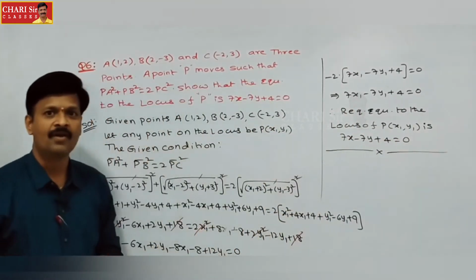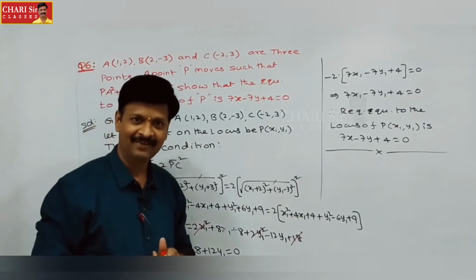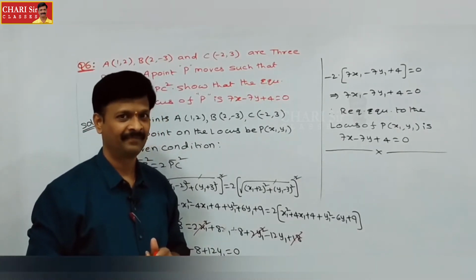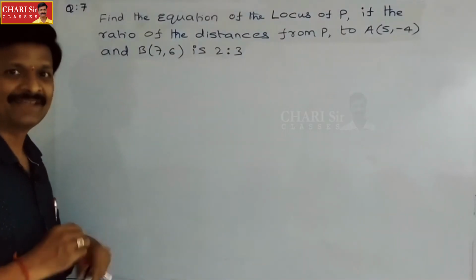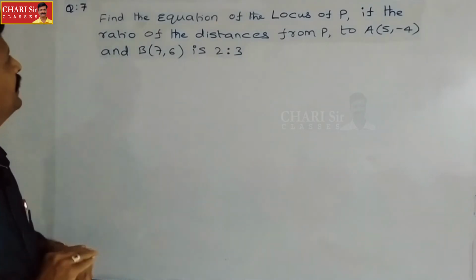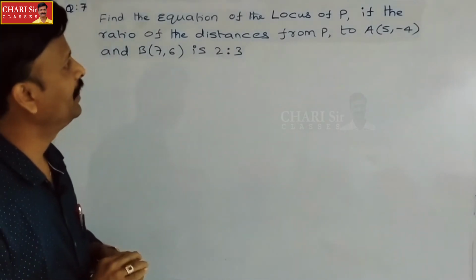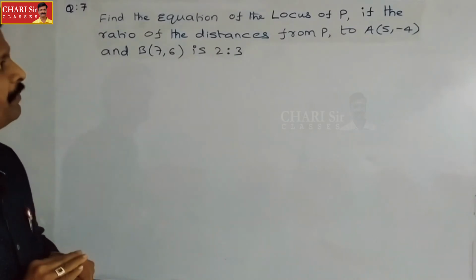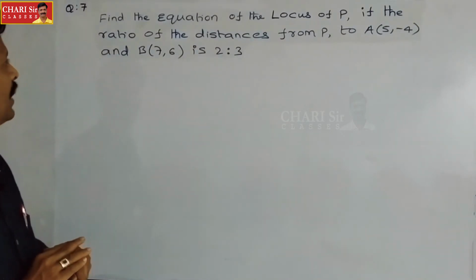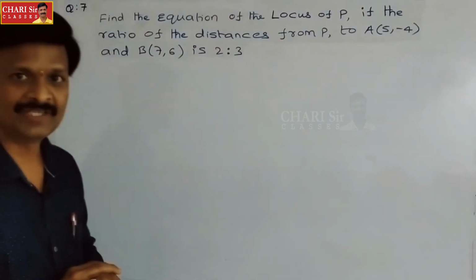Like this you solve, 4 out of 4 marks you get definitely. There is no doubt at all. The next question is the 7th question. The 7th question is: find the equation of the locus of P if the ratio of the distances from P to A (5, minus 4) and B (7, 6) is 2:3.